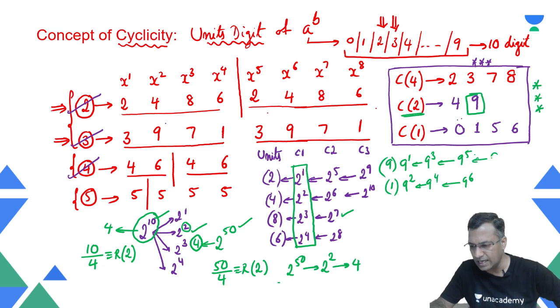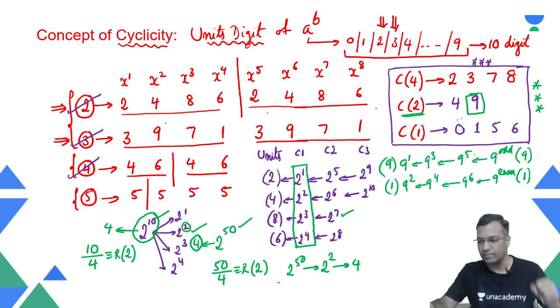Okay, simply put, for 9 raised to every odd power, the unit digit is going to be 9. For 9 raised to any even power, the unit digit is going to be 1. Right? That is what you mean by having a cyclicity of 2. Now, I don't think cyclicity being 1 requires any explanation.